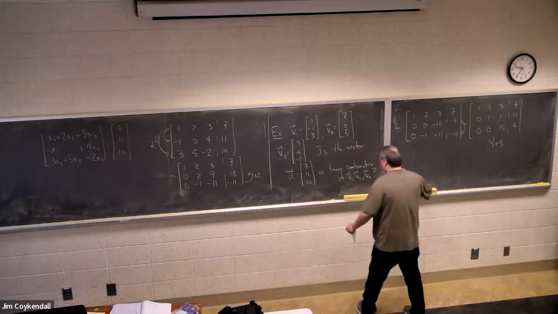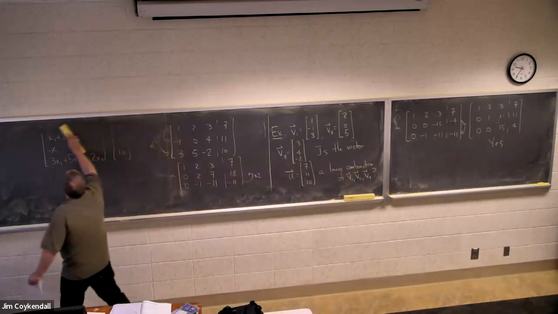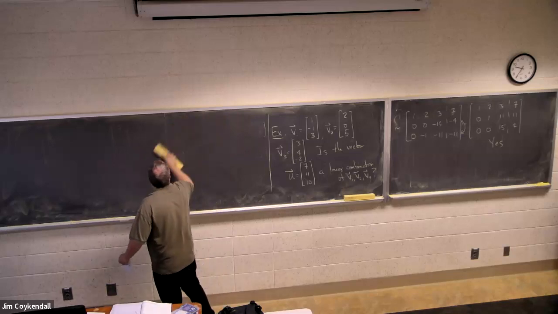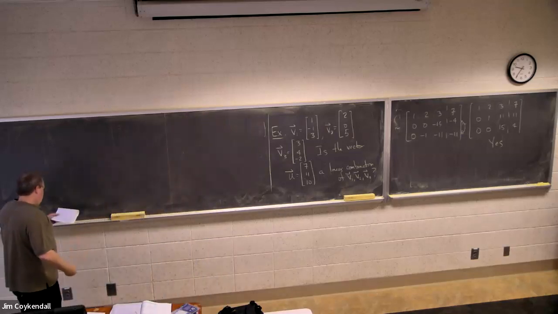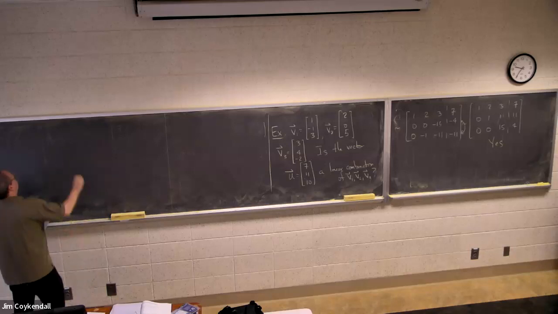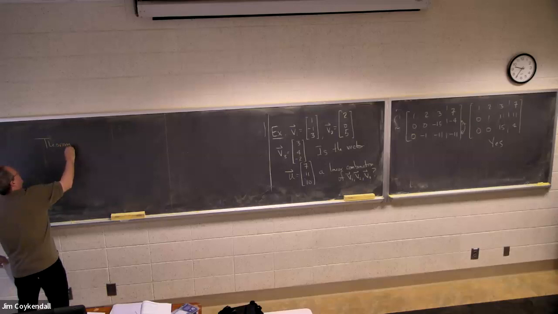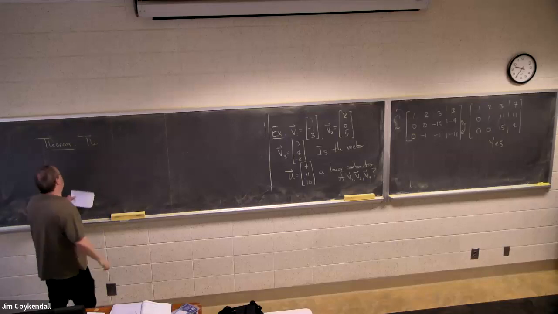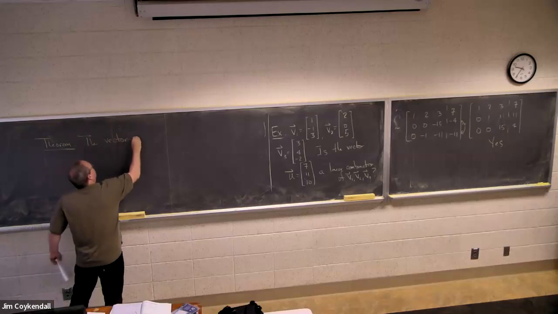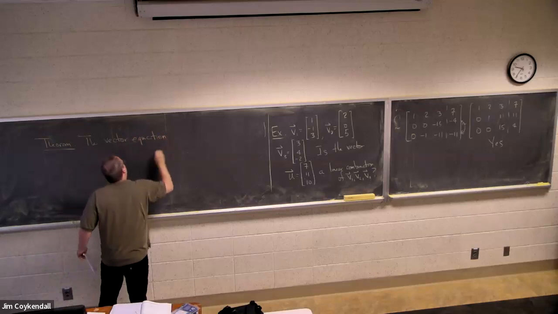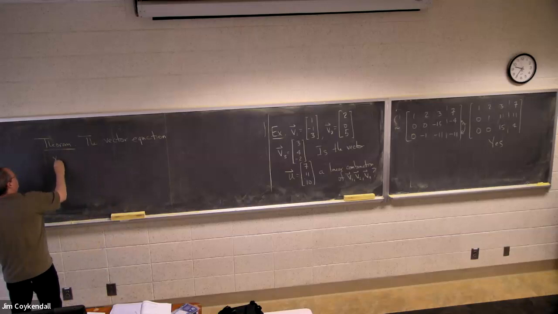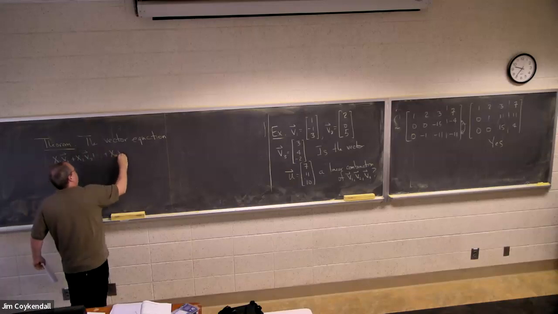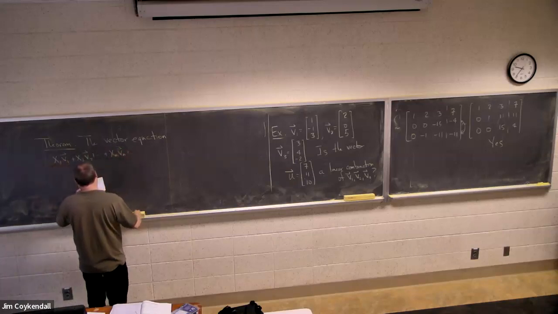Let me give you a theorem, and then I'm going to teach you how to multiply matrices. How about that? Theorem. This theorem just generalizes this example. The vector equation x1 a1 plus x2 a2 plus ... plus xn an is equal to b.